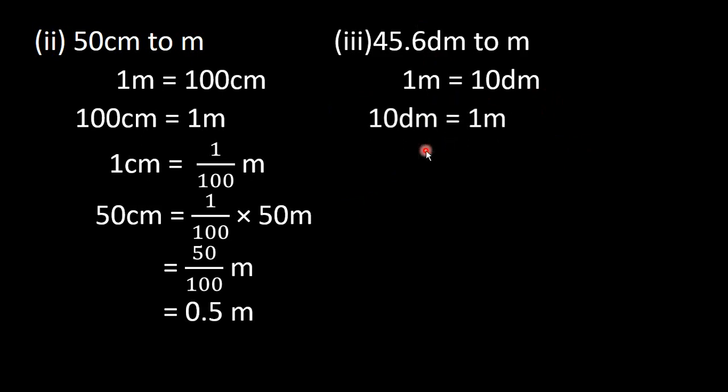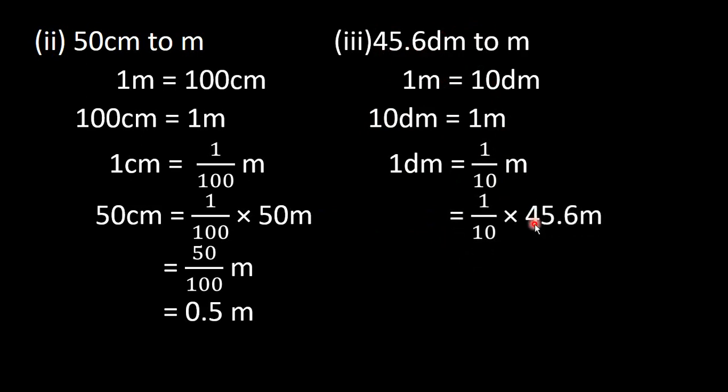So if 10 decimeters is equal to 1 meter, what about 1 decimeter? 1 decimeter is going to be 1 divided by 10 meters. So after making this 1, and I have 45.6 decimeters, it means that 45.6 decimeters is going to be 1 over 10 times 45.6. When we multiply that, we shall have 45.6 divided by 10, which will give us 4.56 meters. So that's how we can convert linear units.